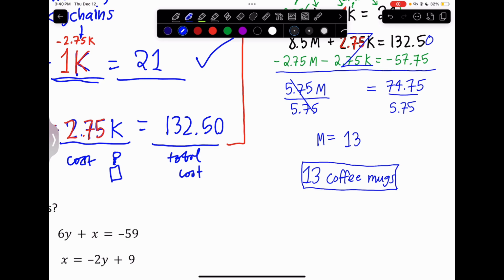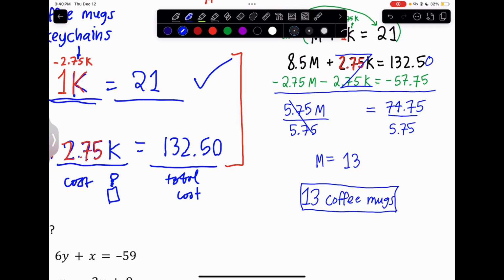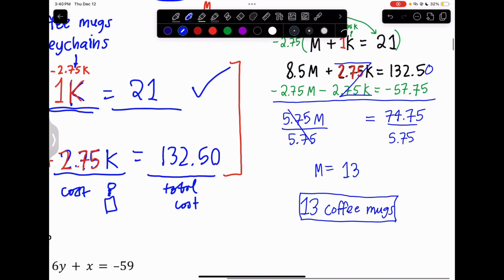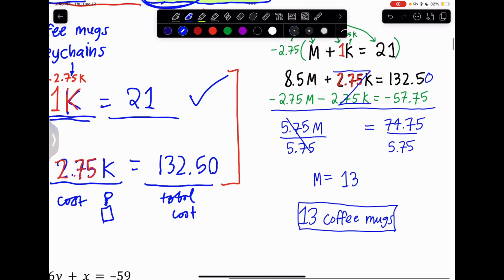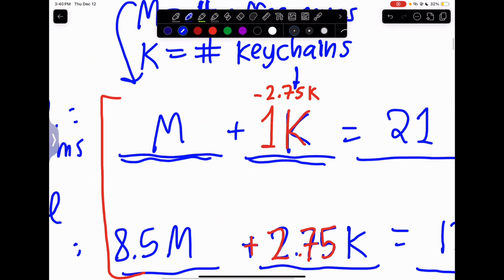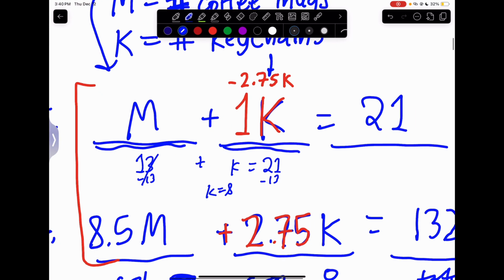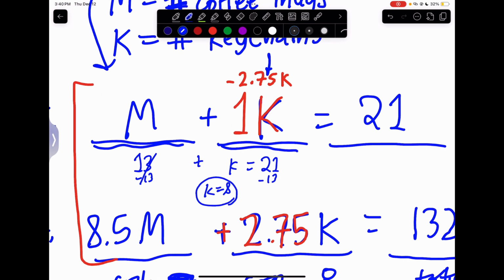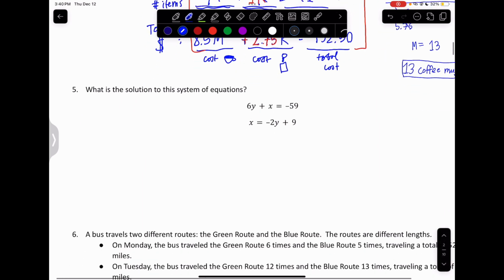Done. Okay, so say that I had actually solved for K instead. Or let's say that we're asking for K, like the number of keychains. Then I would go back and plug in 13 for M, so 13 plus what equals 21. I would take away 13 from both sides, and I get K equals 8. So there were 13 coffee mugs and 8 keychains. Okay, cool.